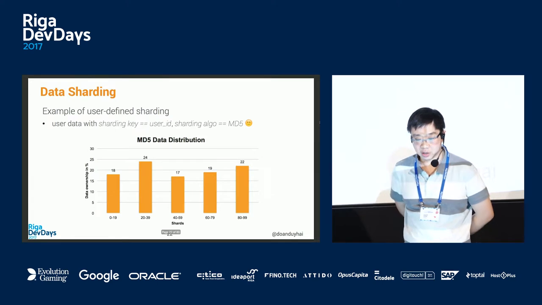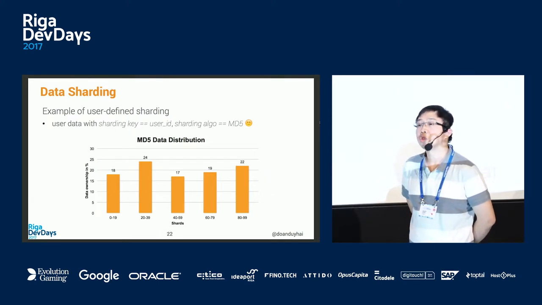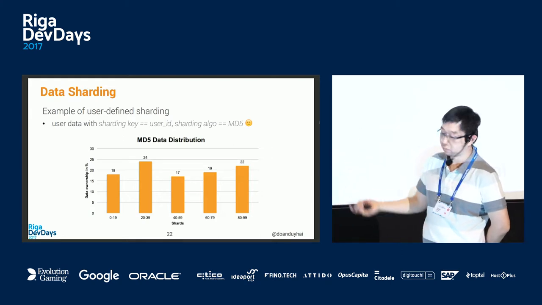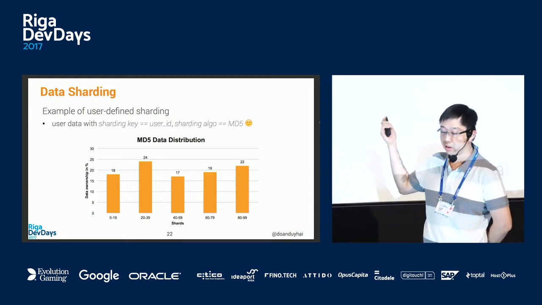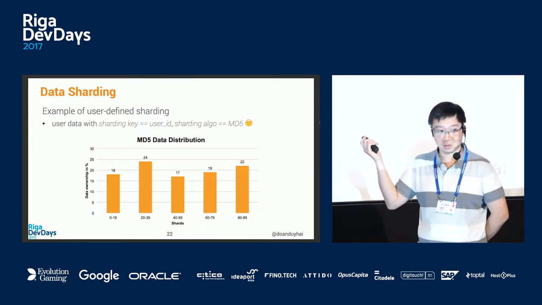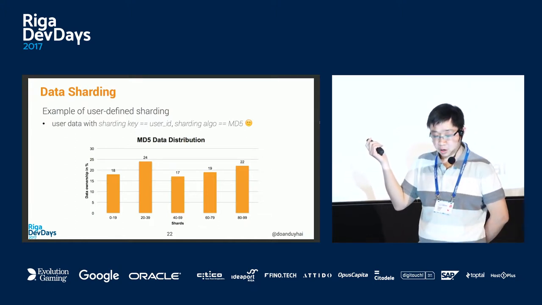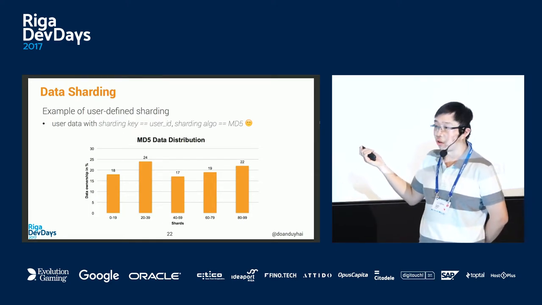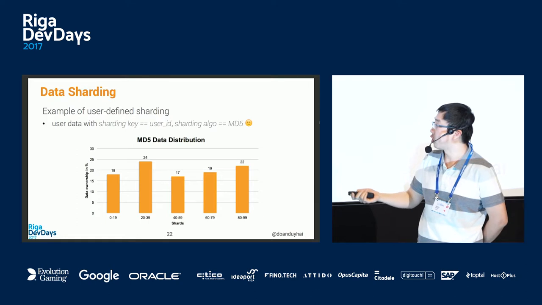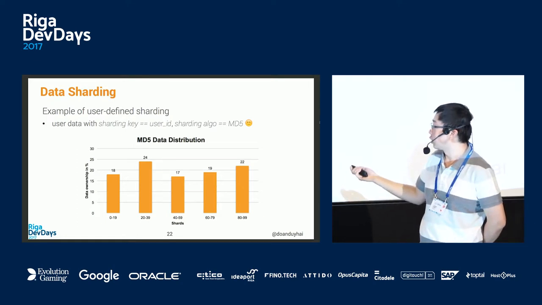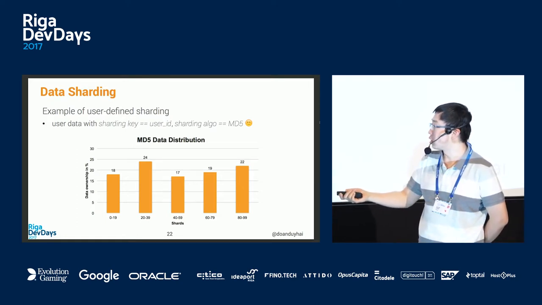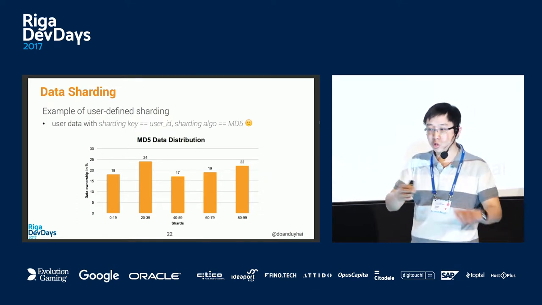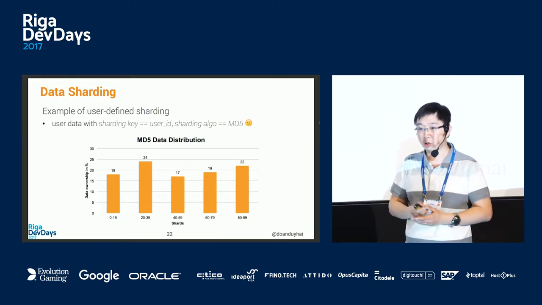So let's take an example. If I have a user table and my sharding key is user ID and I choose a sharding algorithm MD5, right, take a hash of my user ID, well, I may have a balanced distribution of my data. Imagine that I have 5 shards from 0 to 100, right? 0 to 19, 20 to 39, and so on. So I will have a pretty balanced distribution of my users across the 5 shards.